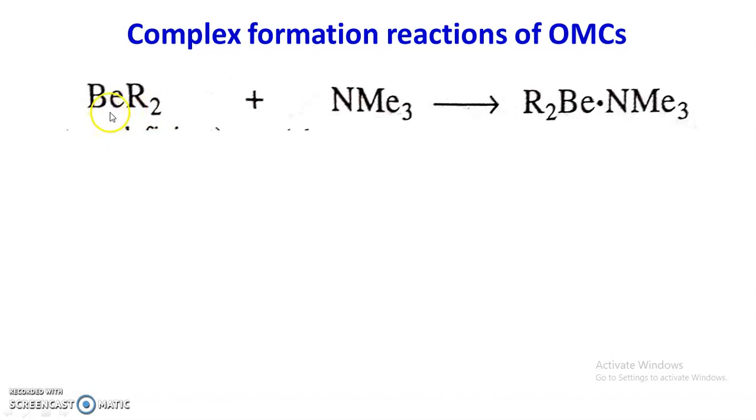For example, when dialkyl beryllium is mixed with trimethyl nitrogen, here dialkyl beryllium, which is already an electron deficient compound, acts as a Lewis acid, whereas trimethyl nitrogen is an electron rich compound, nitrogen having a lone pair of electrons, and it acts as a Lewis base. So an acid base reaction takes place, and there is a formation of a complex. So this is the complex.